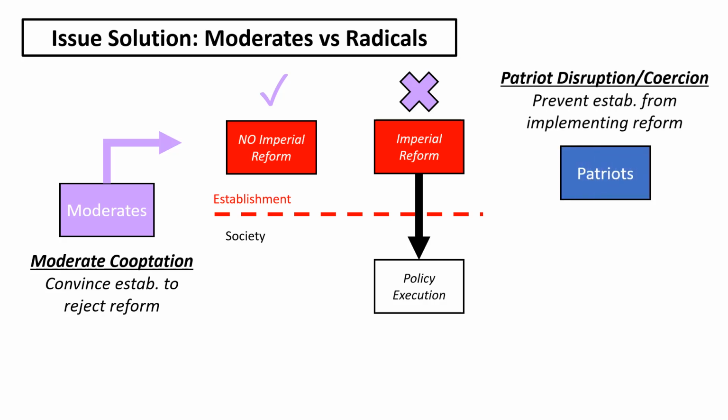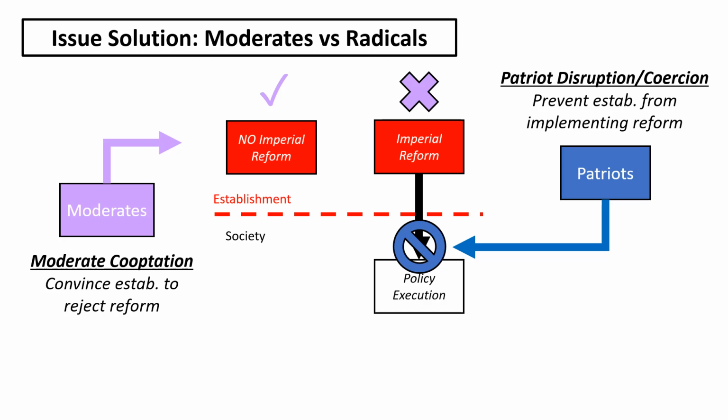In contrast, radicals, better known as Patriots, refused to rely on the establishment to defend Locke. They wanted to ensure that, whatever the establishment's intentions, no anti-Lockean policy could ever be implemented in the colonies. They planned to do this with a strategy of disruption. Patriots would take the movement's power and use it as political and physical capital outside of the establishment.